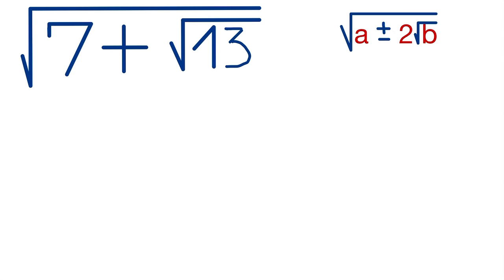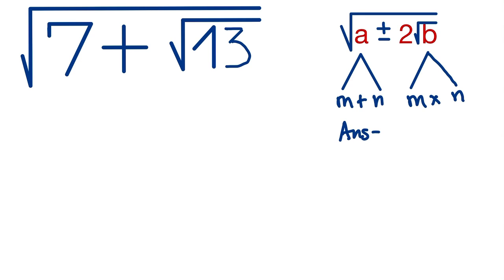To get the answer using this formula, you have to think of two numbers that when you multiply them together, m times n will give you b, and when you add the same two numbers together, m plus n will give you a. Then your answer will be equal to the square root of m plus the square root of n.